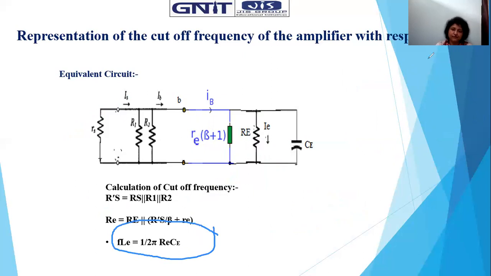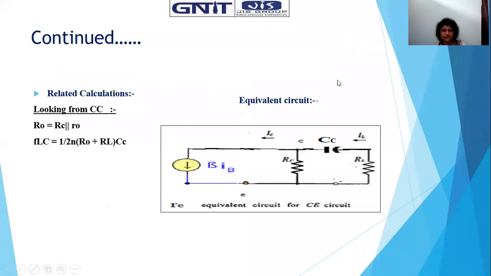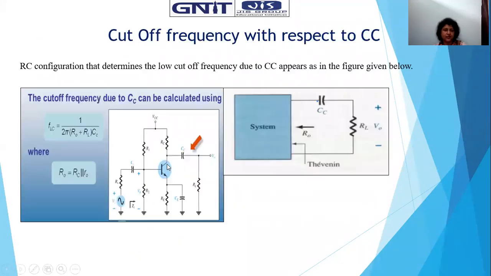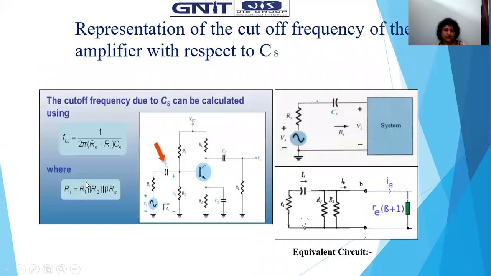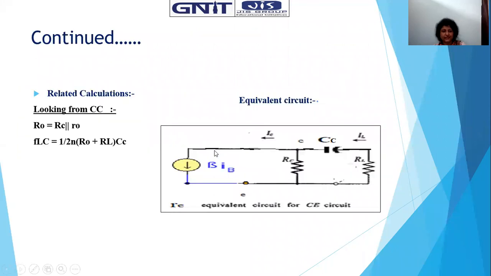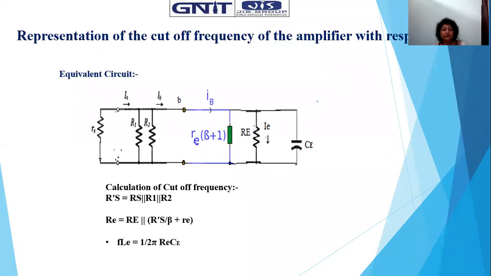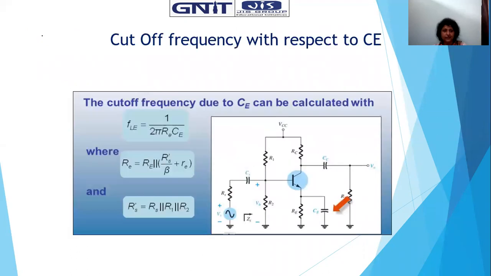What we previously found, we previously got the expression for the cutoff frequency with respect to CC, and the expression for the cutoff frequency with respect to CS. So these are three cutoff frequencies we have analyzed till now. Now, which one will be the highest one? That will be the cutoff frequency of the lower range of the transistor amplifier, right? So this is the expression we got finally. This one is the cutoff frequency with respect to the emitter terminal capacitor.